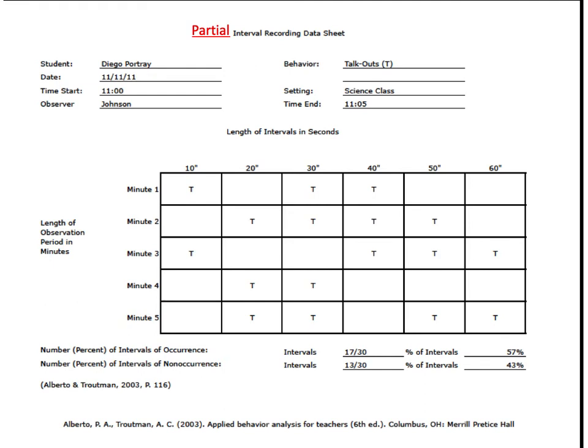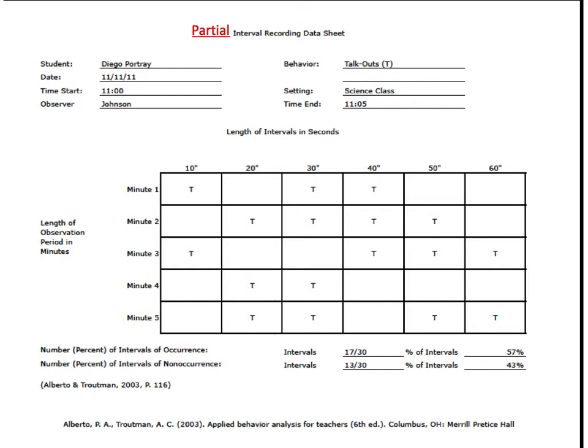This is a sample data sheet. Let's say the teacher used partial interval system and observed Diego's talk out during science class. The teacher used 10-second interval, and the total observation time, as you see, was 5 minutes.